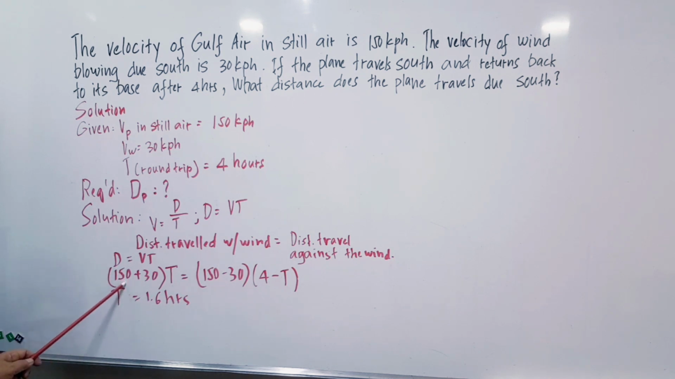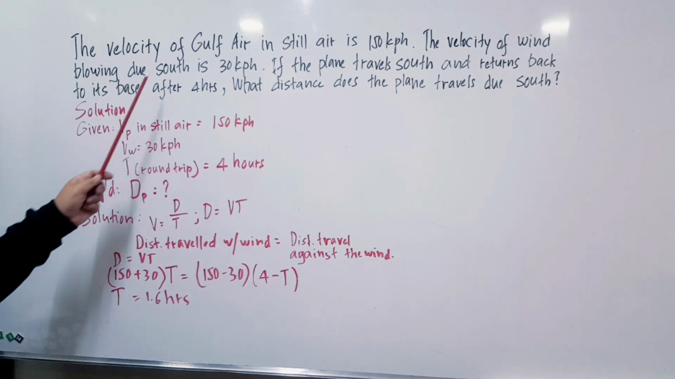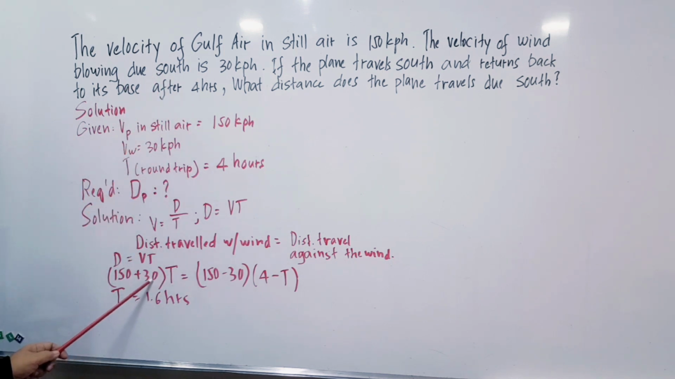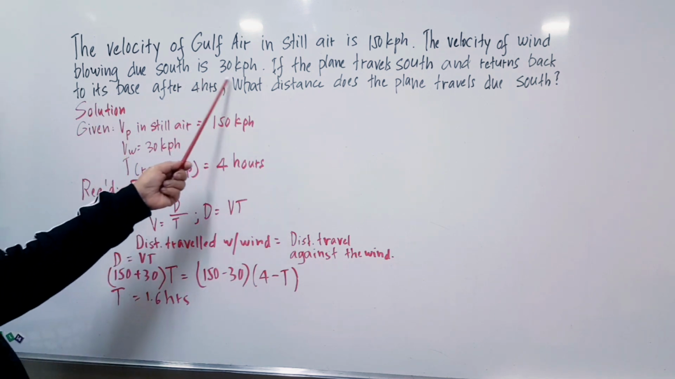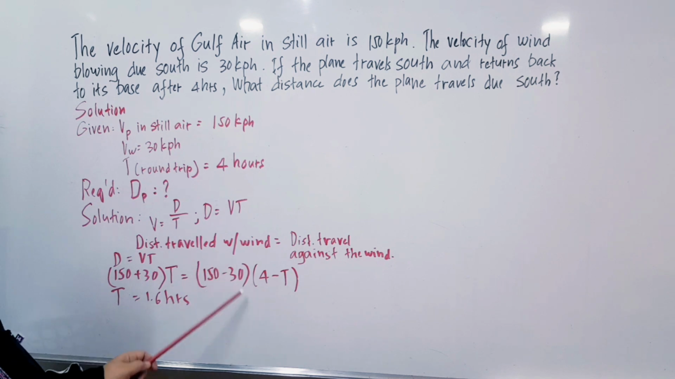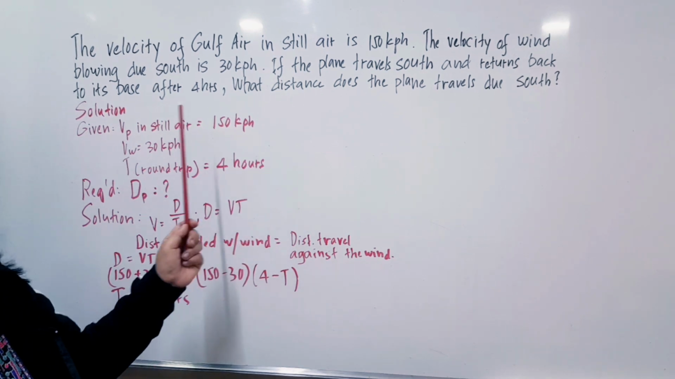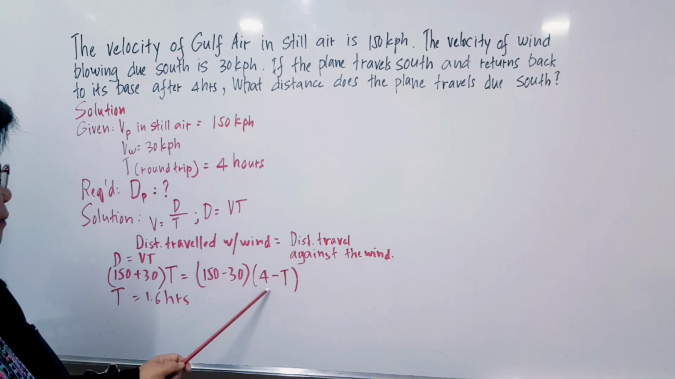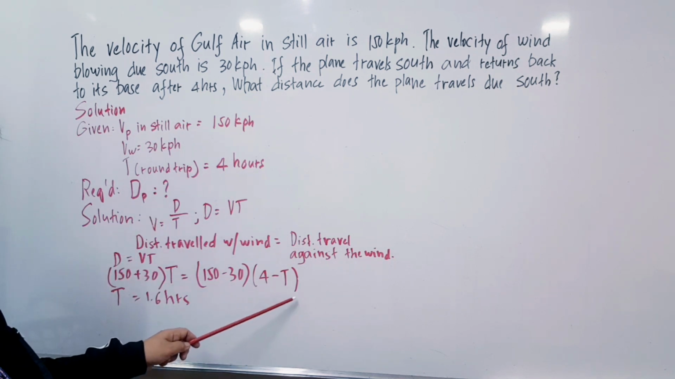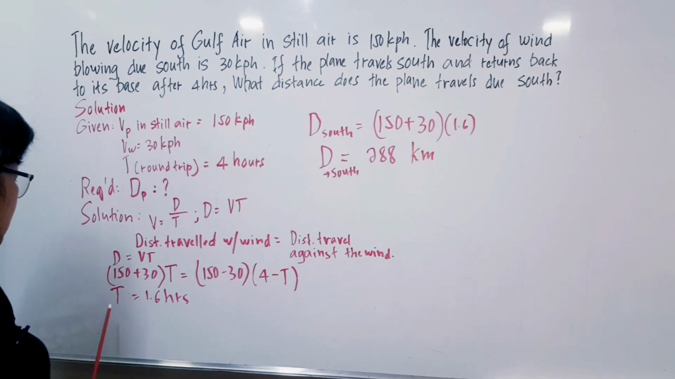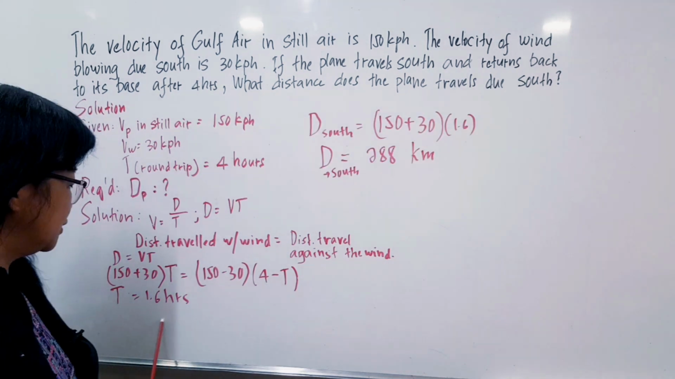Now, 150, the velocity of the Gulf air, the plane, plus the velocity of the wind, 30, multiplied by the time, so it will become the distance, is equal to the distance traveled against the wind. So if against the wind na, 150 minus na ang sa wind, which is 30. Then the time, because the total time going and coming is 4, so i-minus mo ang time one way. 4 minus t. Time therefore is equal to 1.6 hours.